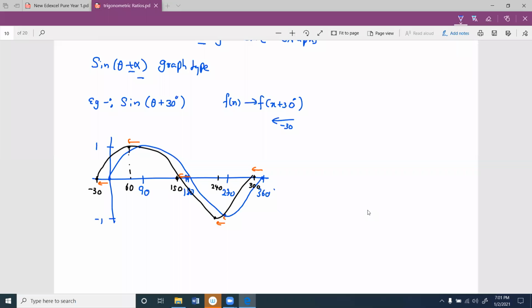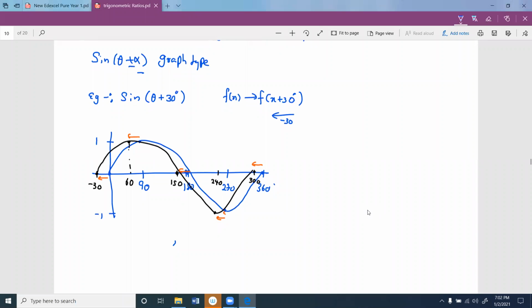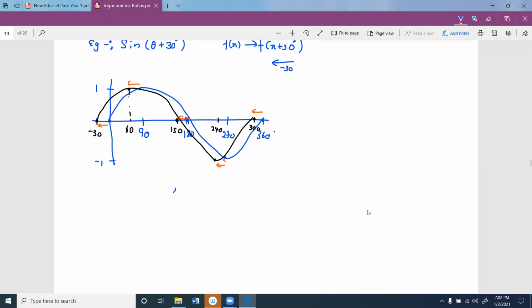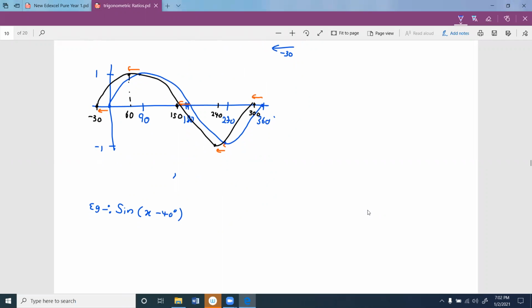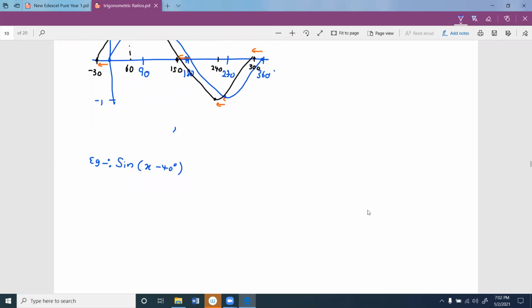Okay, but right. The next graph we need to understand is sine x minus 40. Right. Okay. Initially, what you need to do is draw the sine x graph. With that, you can draw the extension graph.